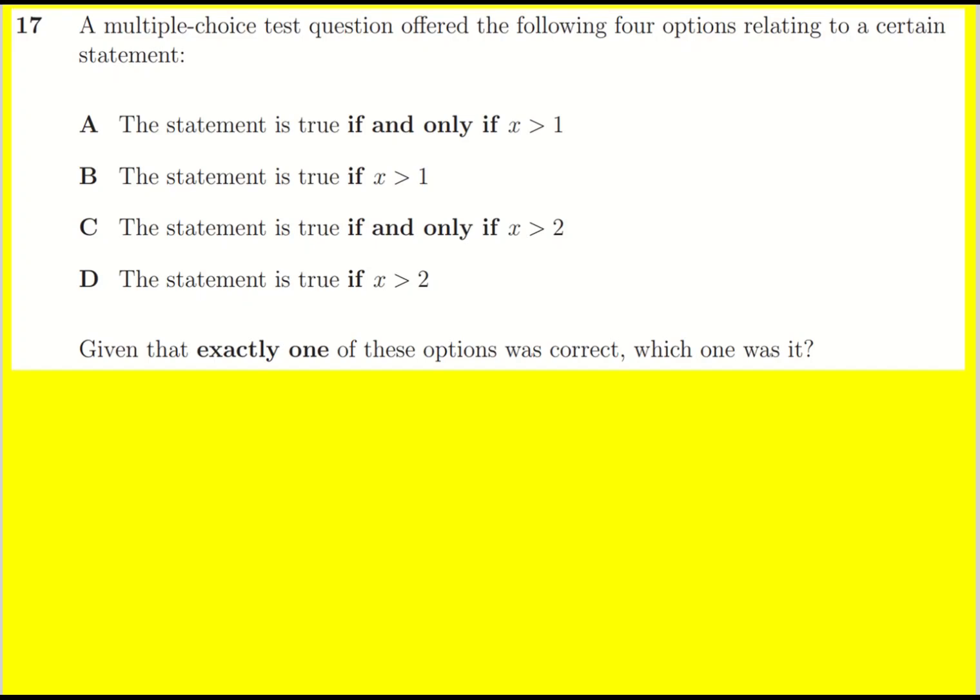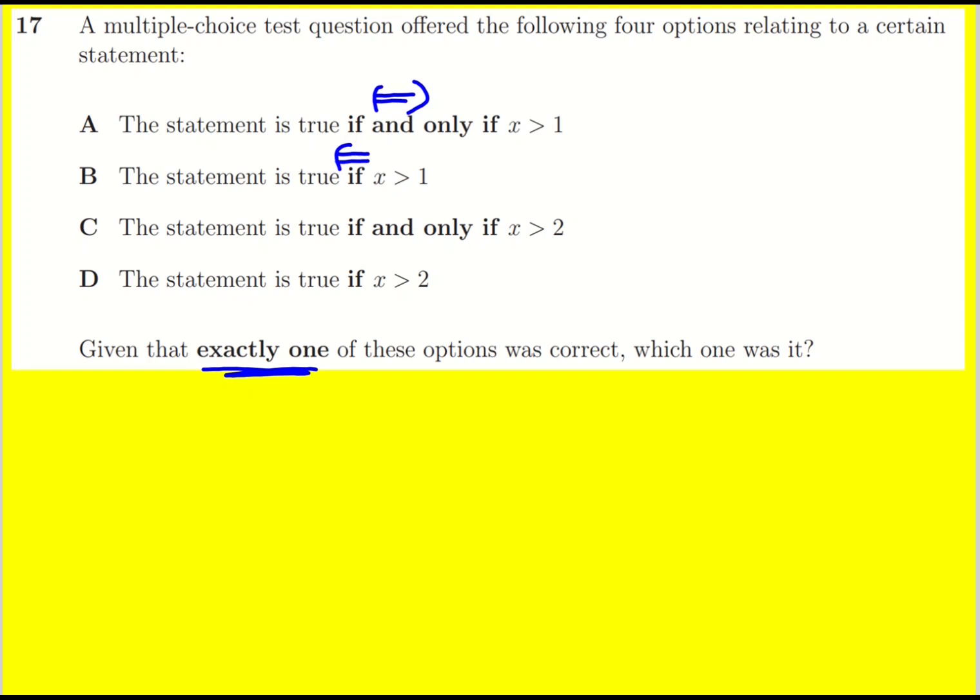This question is testing us on if and only if, whilst also being a little logic problem. We've got four statements. We know that exactly one of them is correct. Well, the if and only if means the left-hand part implies the right-hand part and vice versa, whereas if means the right-hand part implies the left-hand part.